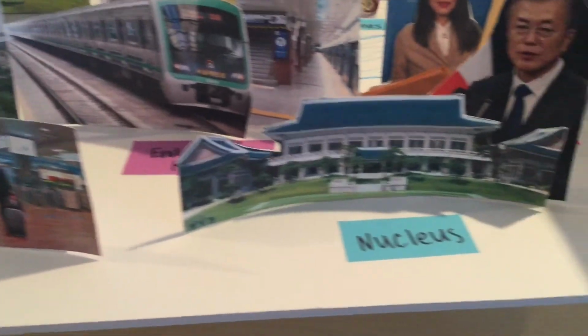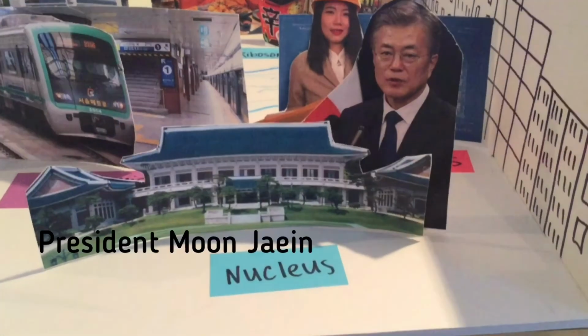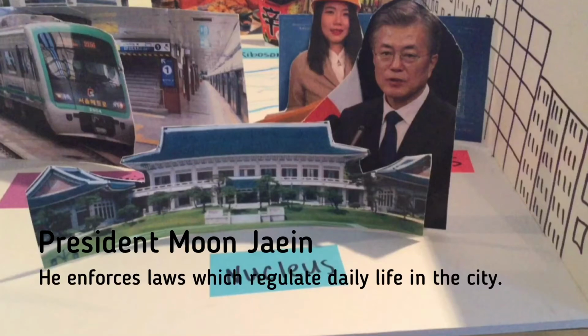The nucleus in my city is President Moon Jae-in. The nucleus is the powerhouse of the cell and contains DNA as well as several other important components. The nucleus is important in keeping control over the cell because it regulates its activities. President Moon Jae-in, who lives in the Blue House, is like the nucleus. He is the chief of the executive branch of South Korea's government and is commander-in-chief of the Republic of Korea Armed Forces. He helps enforce laws, which keeps control over the citizens of South Korea.